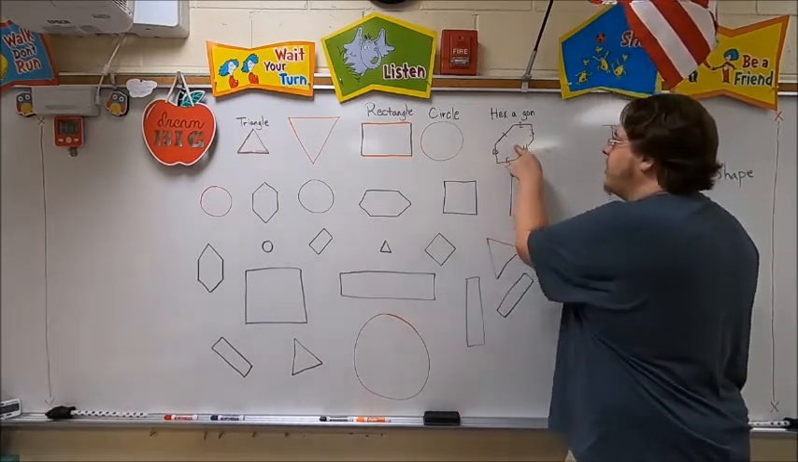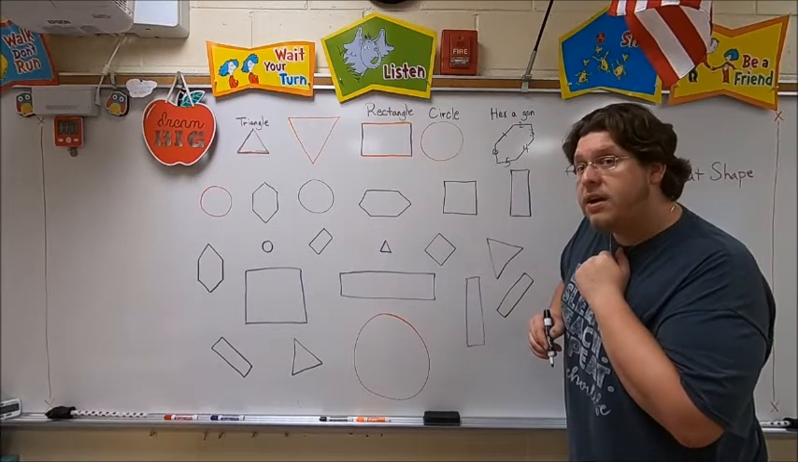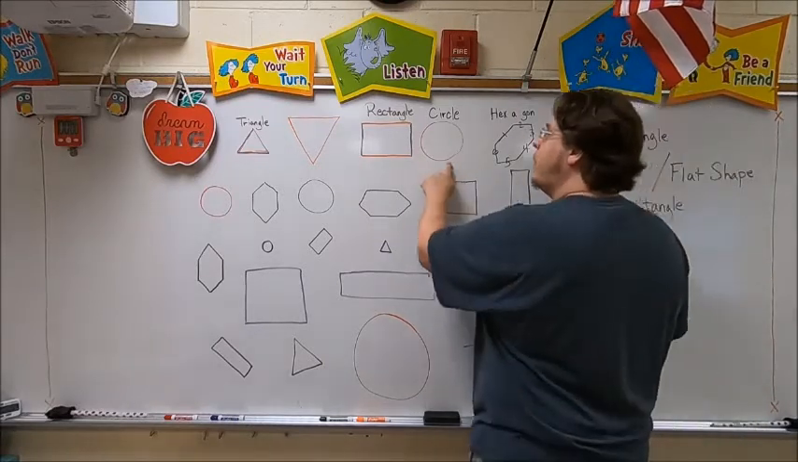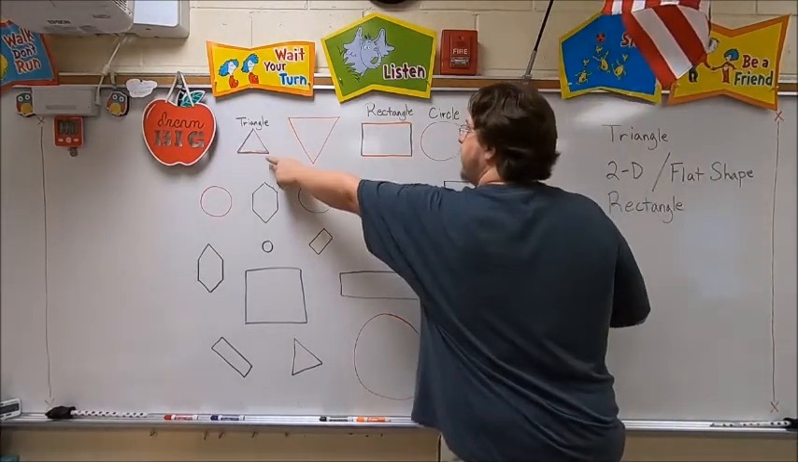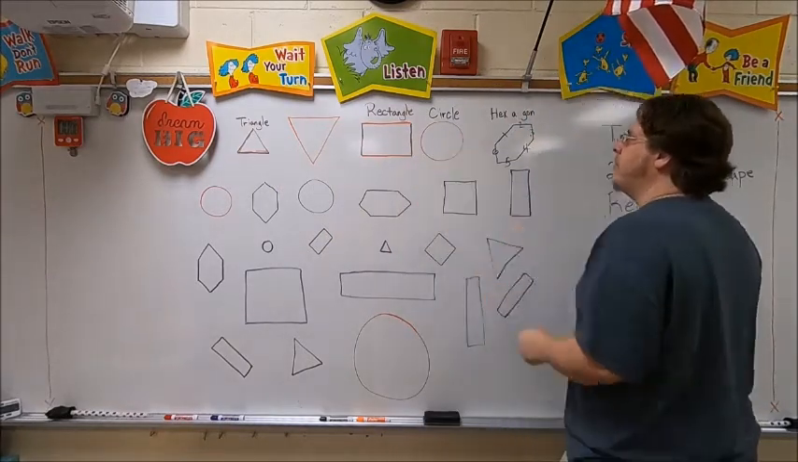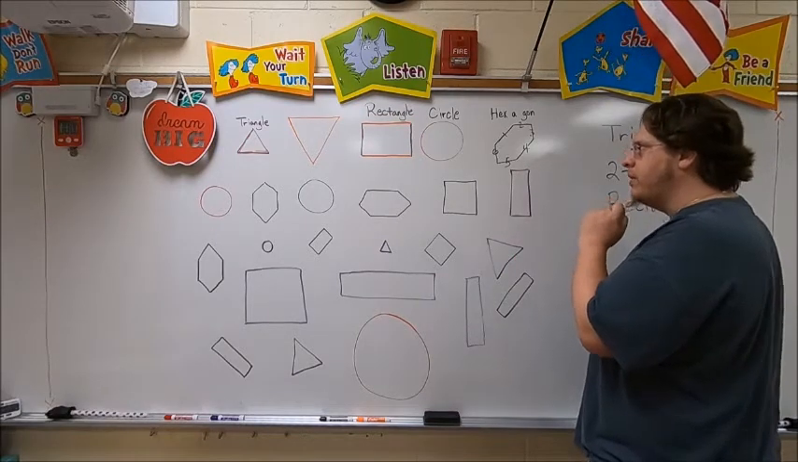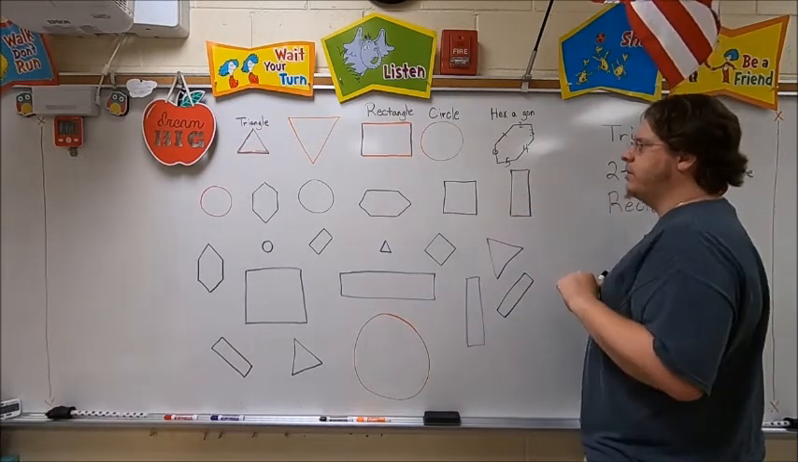All right, so here's our hexagon. Do you think we could find another hexagon? Well, we know these can't be hexagons because these were triangles. This is a rectangle. This is a circle. We have our hexagon here. That's our first example. We know that's a rectangle.